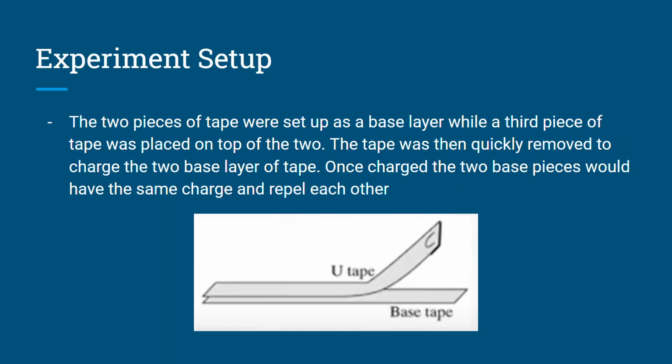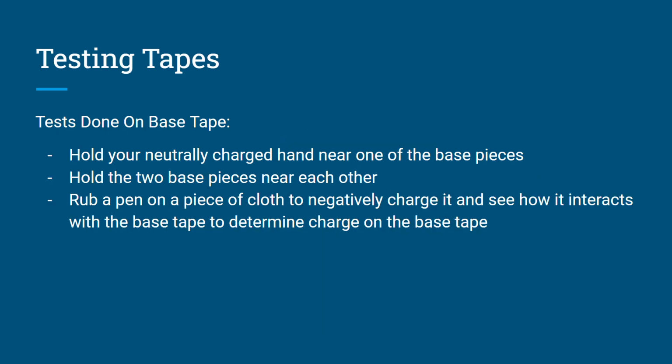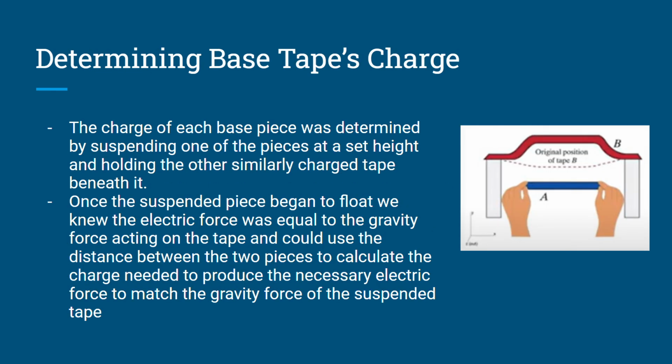So, summary of lab one: we take the two pieces of tape, base tape, and we tear off the U tape. That's going to charge the base tape, and that's going to give them a positive charge. We found that out later in the lab when we compared it to a negatively charged pen. Testing the tapes, we did this by holding them near each other, and they repelled each other. Of course, neutral things made dipoles and then attracted them. That wouldn't really matter on the charge, and we know they're positive because of the pen.